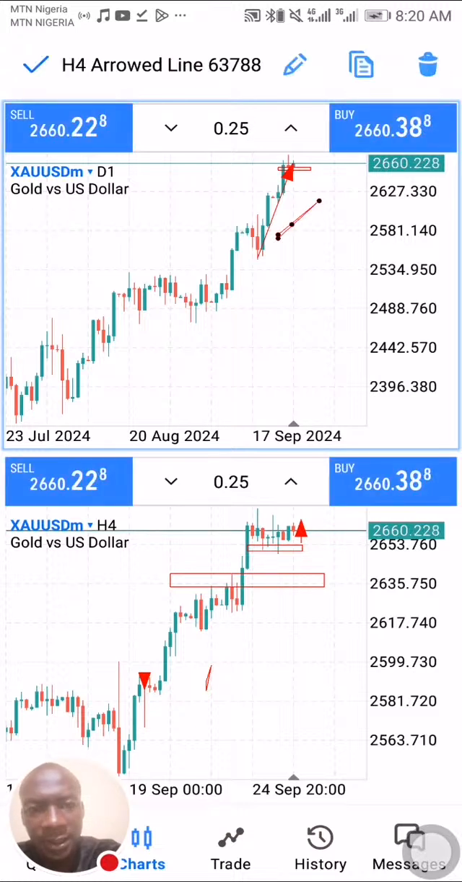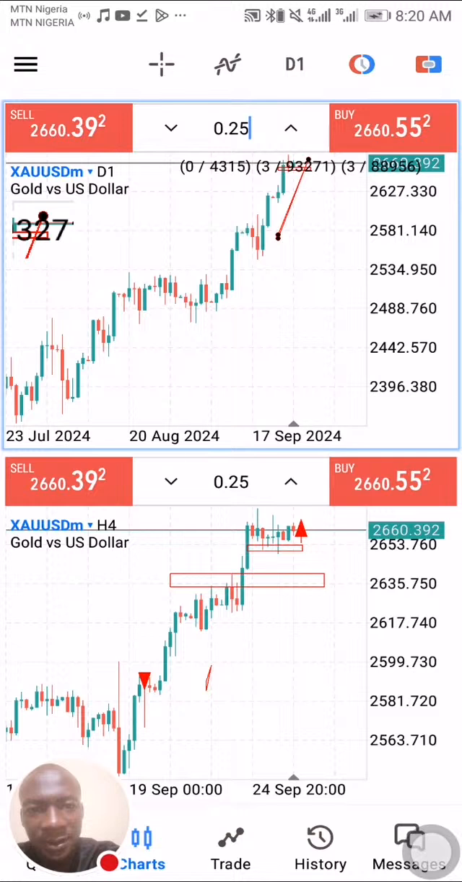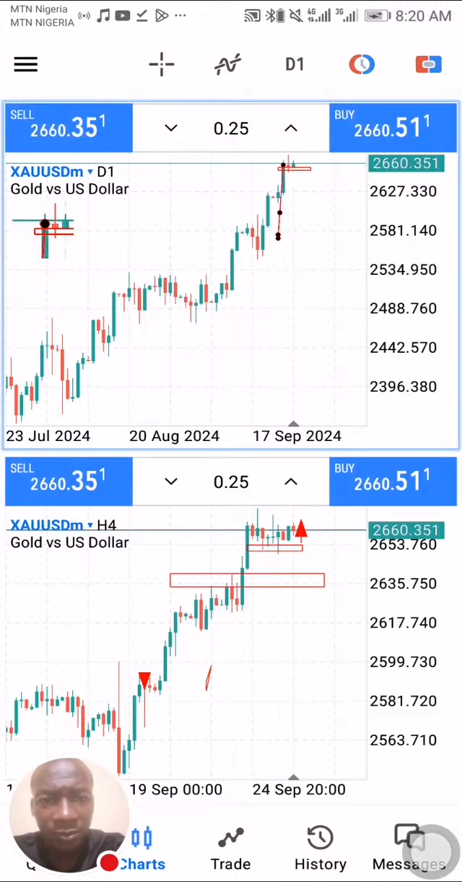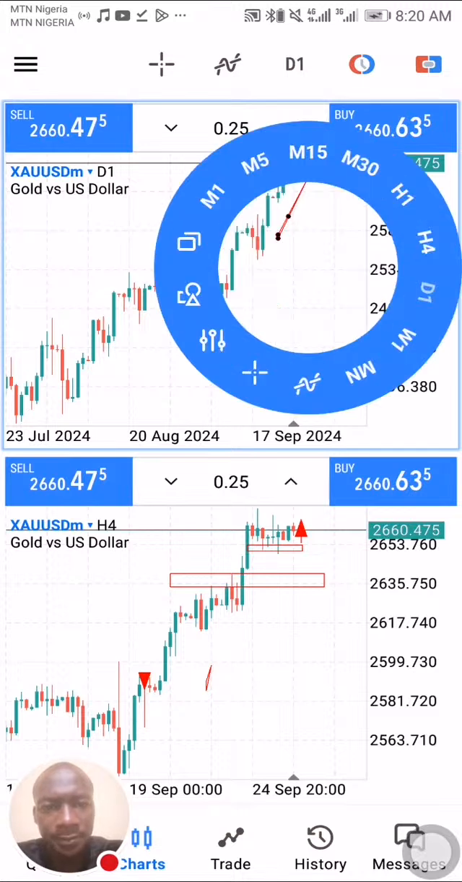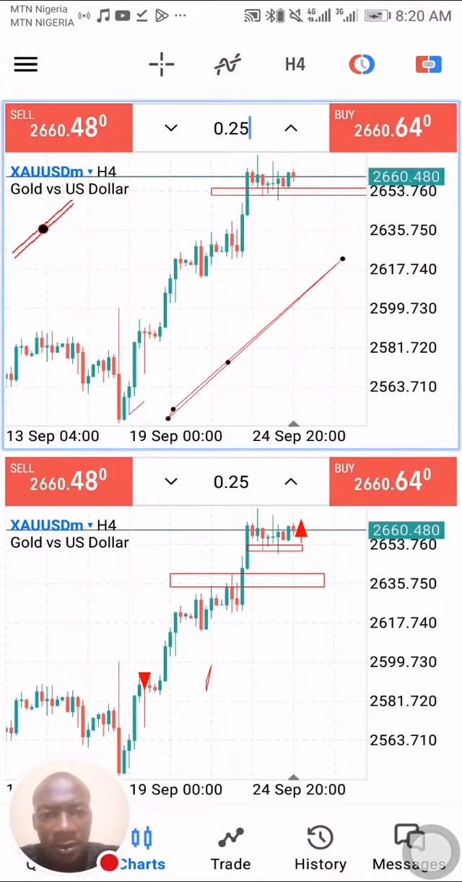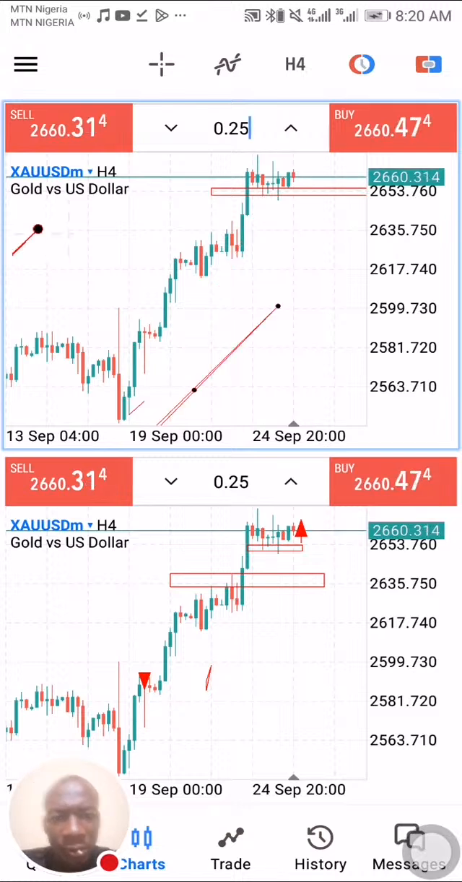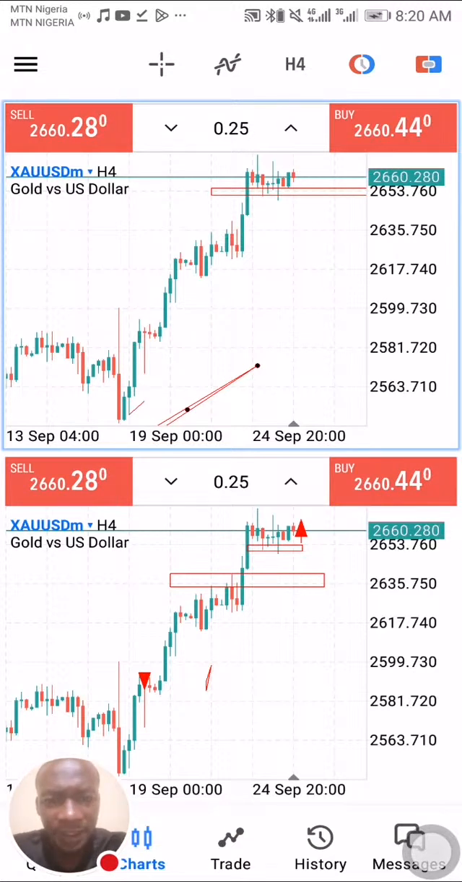If I clear out this, let me clear out. You can see for 2 days, price has been stuck around this area. Price has not broken above or below the level, so we are stuck in a range. And the way to approach this, we are going to mark out our key levels from the 4 hour time frame.